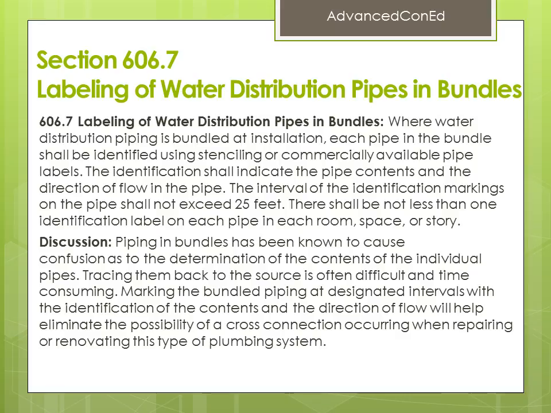Discussion. Piping in bundles has been known to cause confusion as to the determination of the contents of the individual pipes. Tracing them back to the source is often difficult and time-consuming. Marking the bundled piping at designated intervals with the identification of the contents and direction of flow will help eliminate the possibility of a cross-connection occurring when repiping or renovating this type of plumbing system.